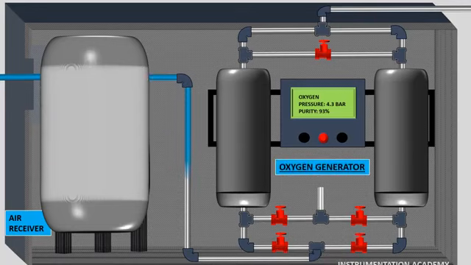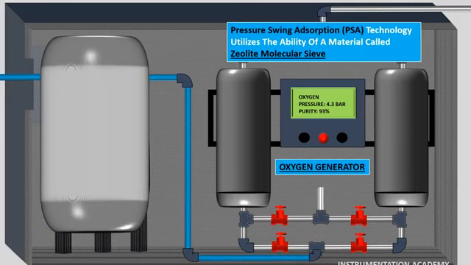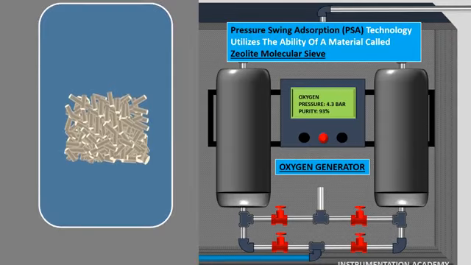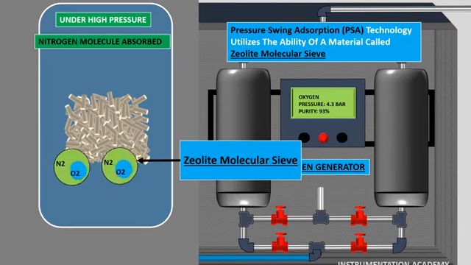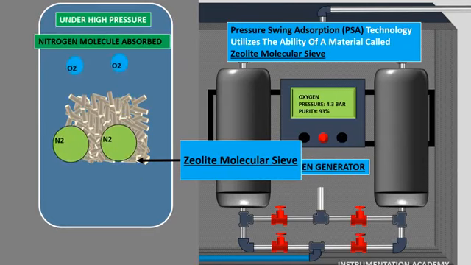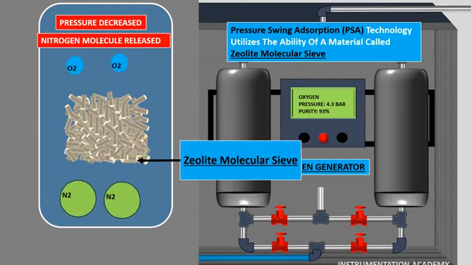This oxygen generator works on the principle of pressure swing adsorption. This pressure swing adsorption technology utilizes the ability of a synthetic material called zeolite molecular sieve to absorb mainly nitrogen molecules from the air at high pressure and release this retained nitrogen once the pressure within the generator is decreased.